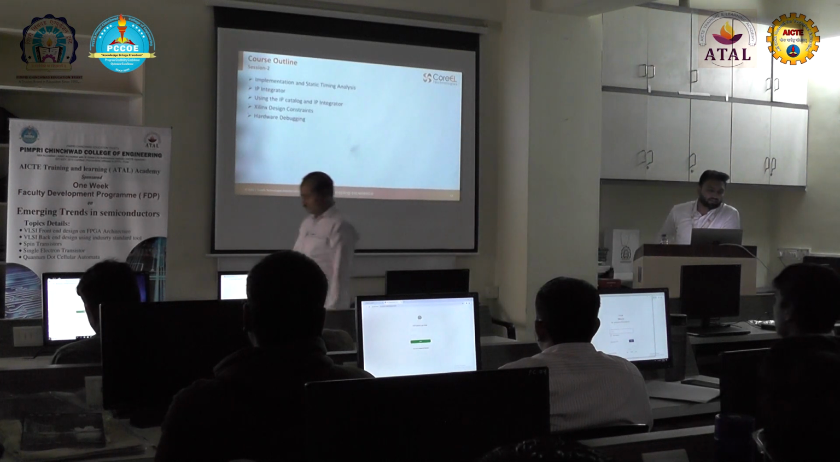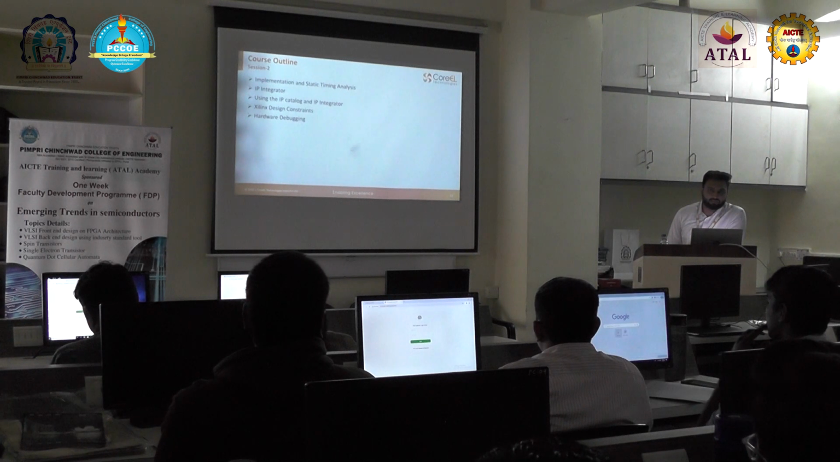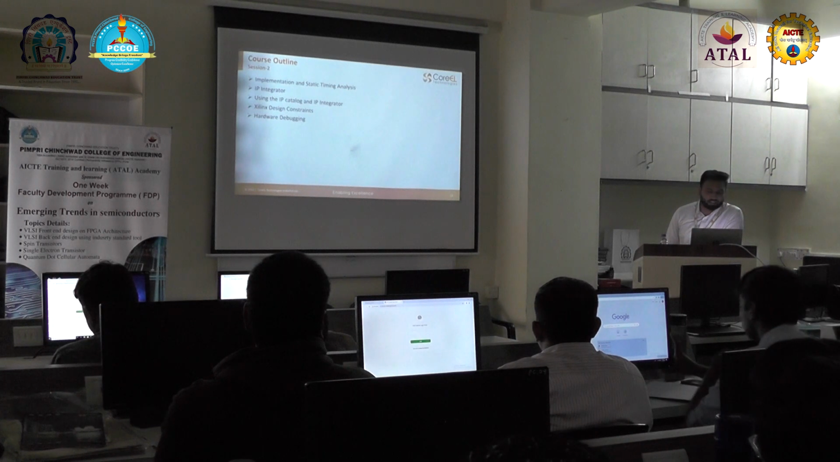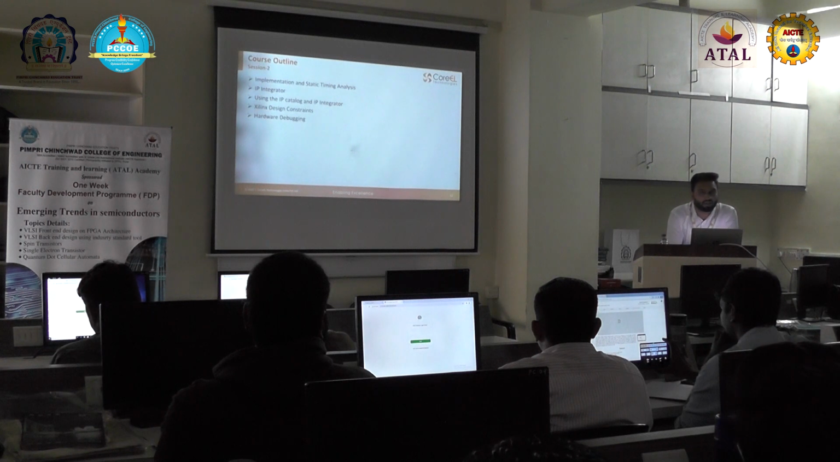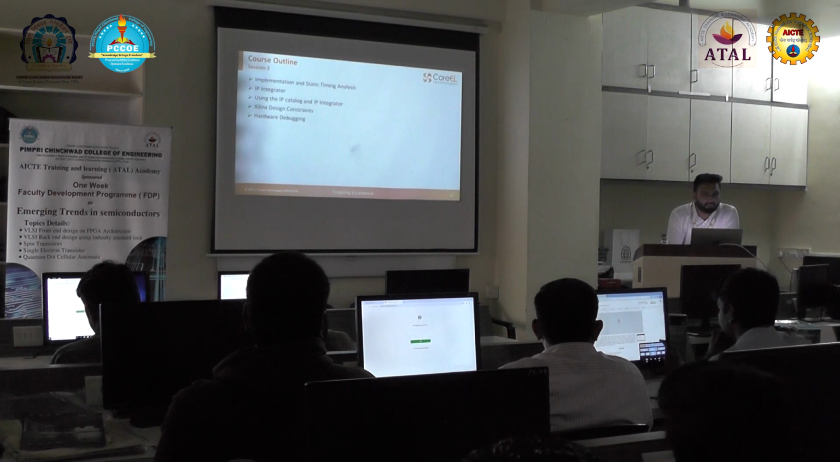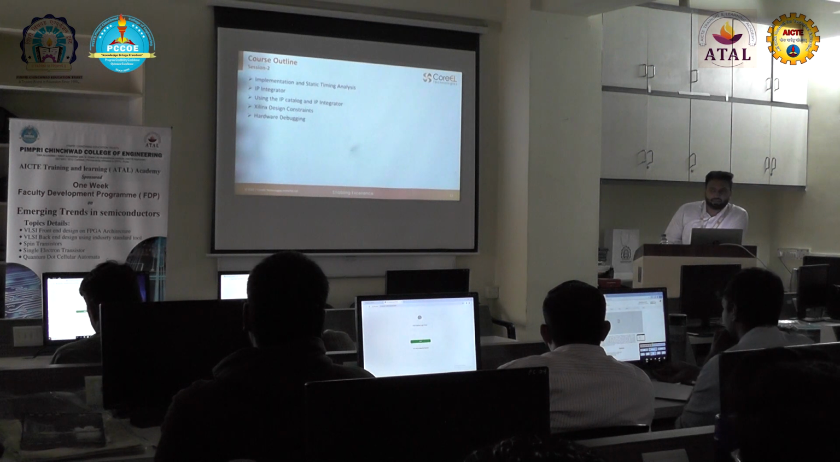This is the second session outline. Implementation and static timing analysis, where the timing requirements which need to be met by the designs all come under static timing analysis. And IP integrator: why we have to use IP, and we are going to explore the IP catalog. What is a purchased IP, how a purchased IP looks, and how a free IP looks, how we can package the IPs, and how we can make those IPs available in Vivado. And Xilinx design constraints and hardware debug. This is all about session 2.